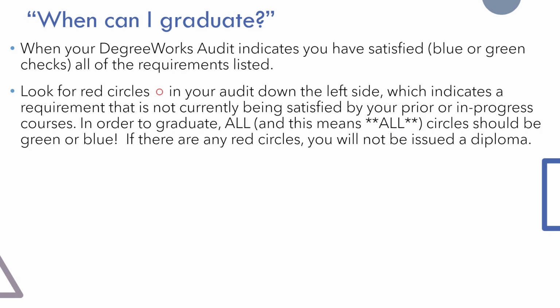If you see any red circles, you are not going to be issued a diploma because you haven't satisfied a particular graduation requirement. This includes 124 units, 48 upper division units, a 2.0 GPA overall, the Compass program, core requirements, major requirements, and a 2.0 GPA in your major, plus any other minor or double major requirements.